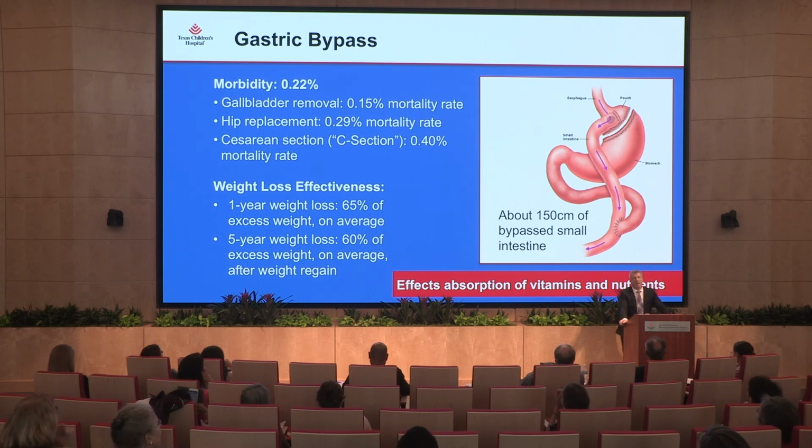Looking at the gastric bypass, your mortality is about 0.22%, so it's very safe. It's a little worse than having your gallbladder out, but when compared to a hip replacement or a C-section, it's considerably safer.